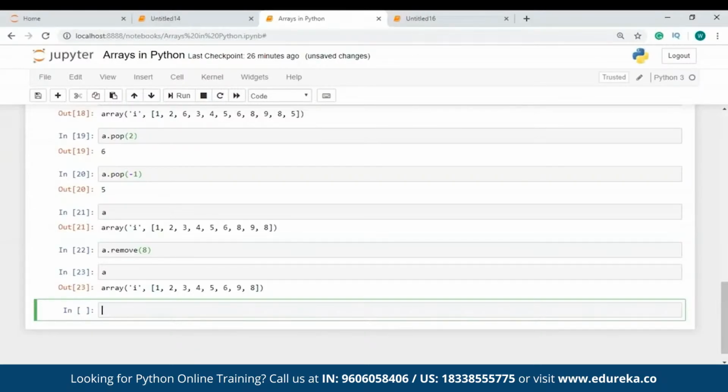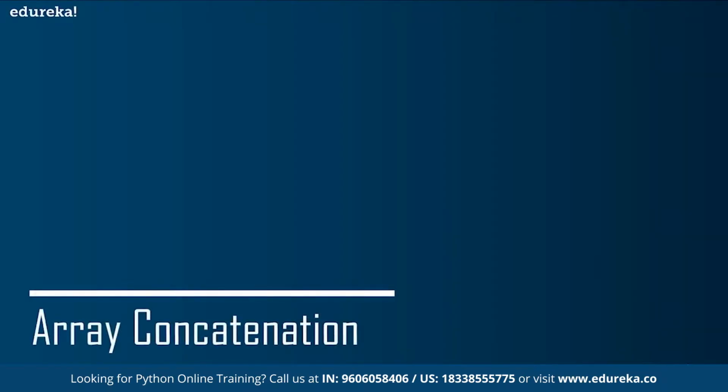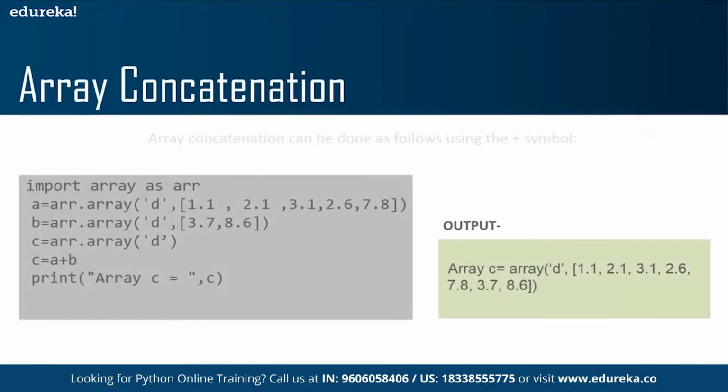Our next operation is array concatenation. Concatenation means joining. So in case you want to join different arrays, you can make use of the plus symbol. As you can see on the screen, I've created some random array A and B, and then I've created some random array C, which is empty. Also make a note that all three arrays have the same type code.